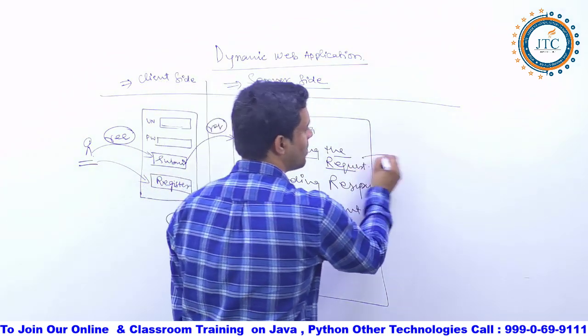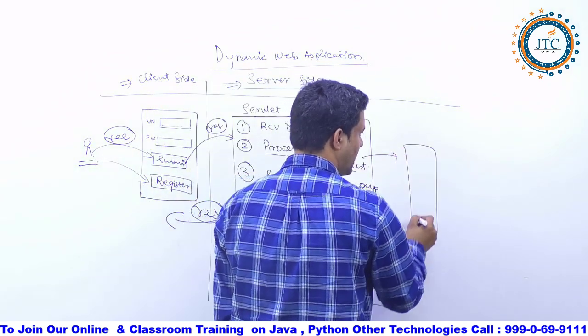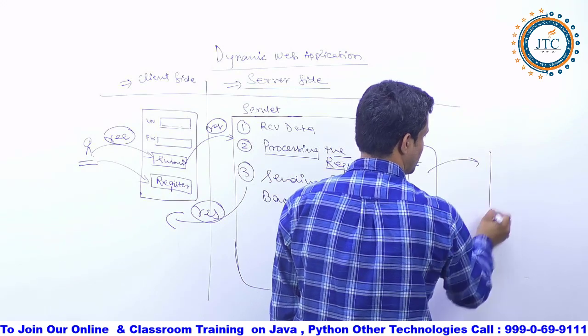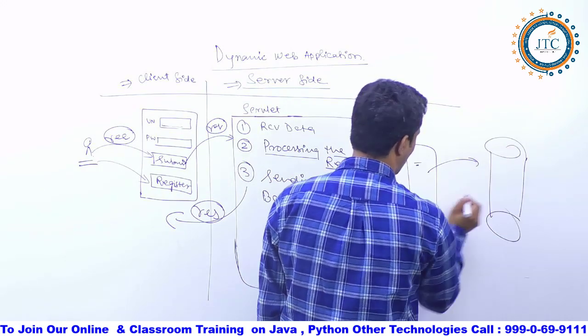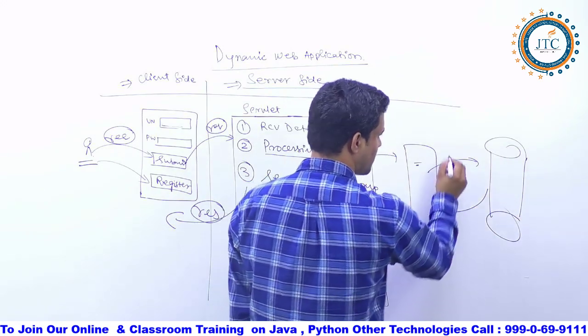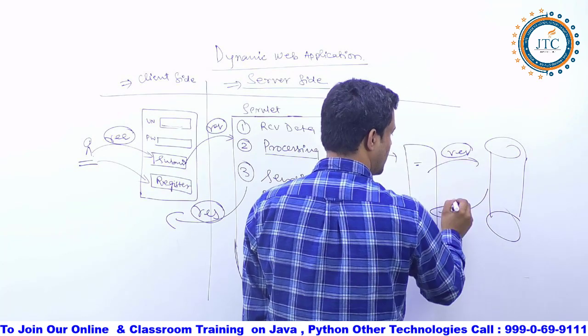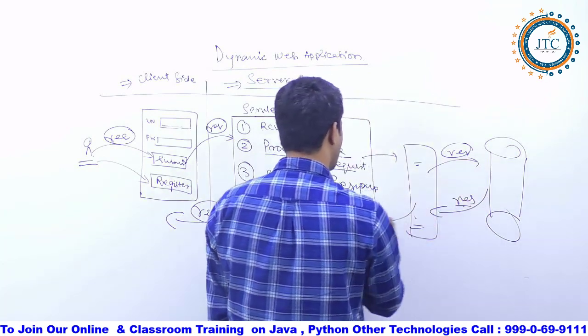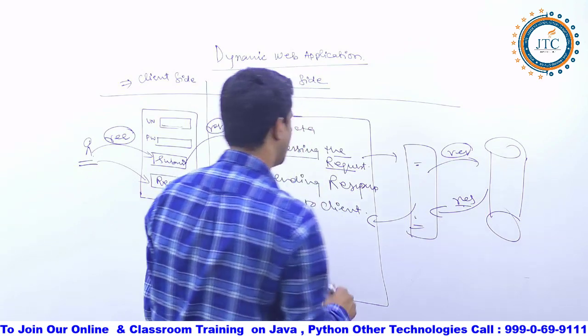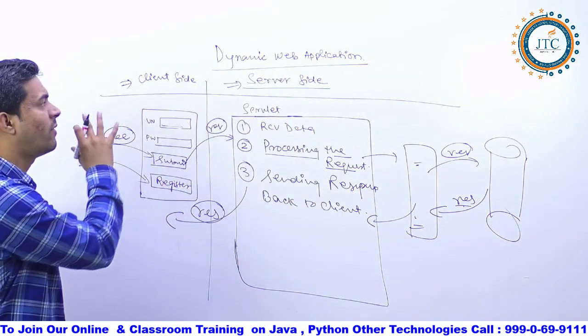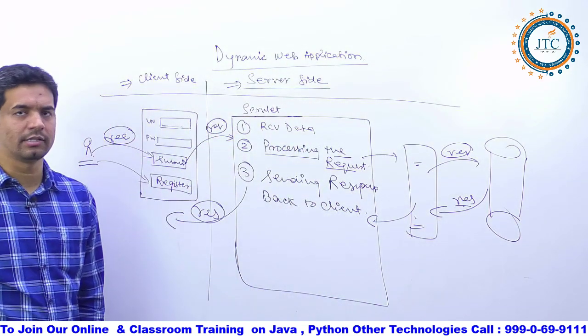Maybe while processing it, it may interact with some other component. That component is interacting with the database. I'm not naming any component. It is sending some request here and you are getting some response. Here it is giving some response, you are getting it, correct? So this is what we will call a dynamic kind of application in this case.